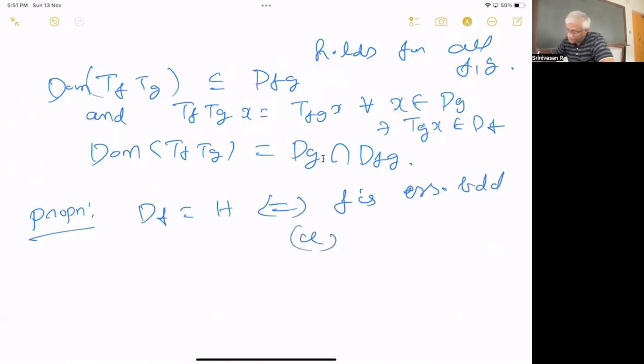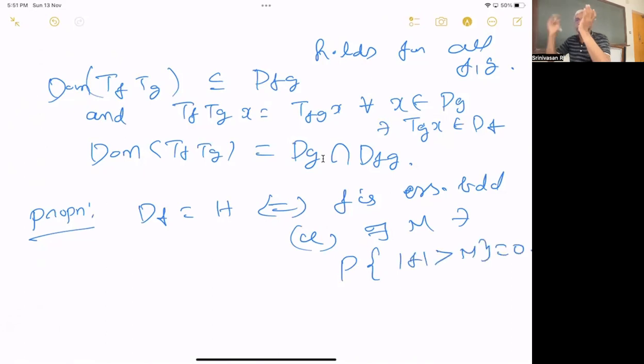That is, there exists an M such that P of mod F greater than M equals 0. The same definition, but here it's a projection.